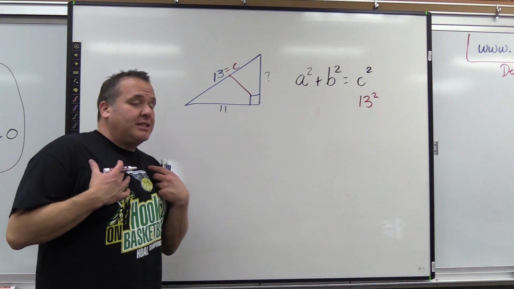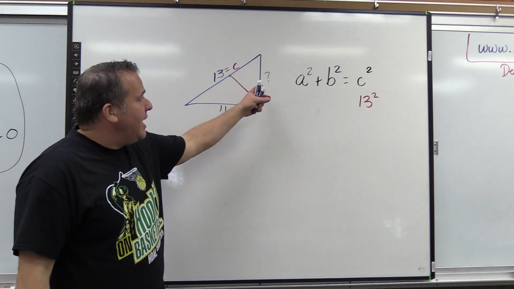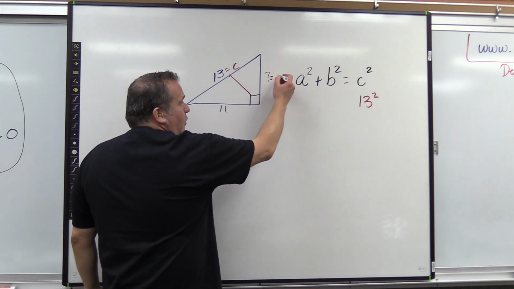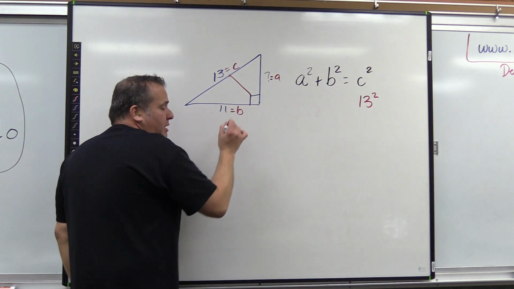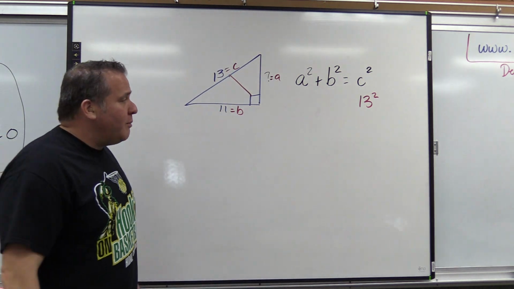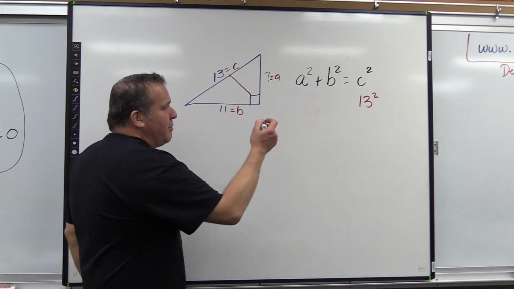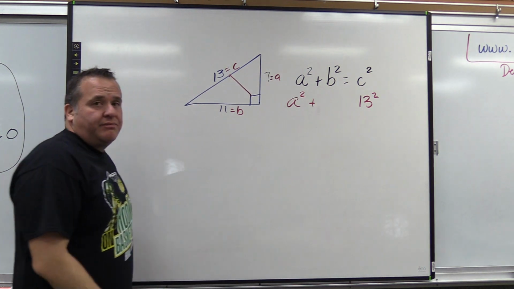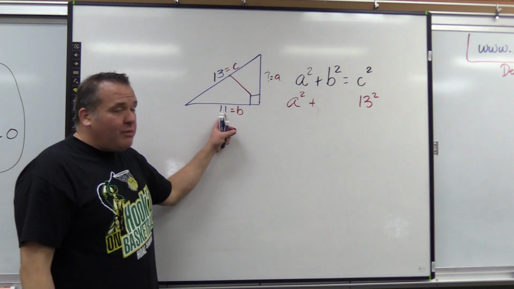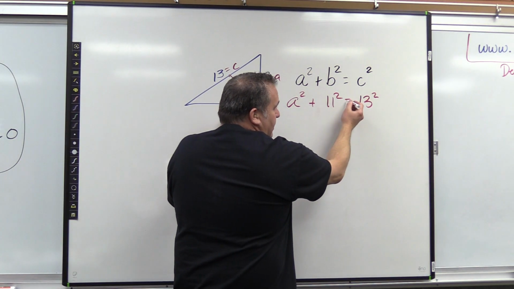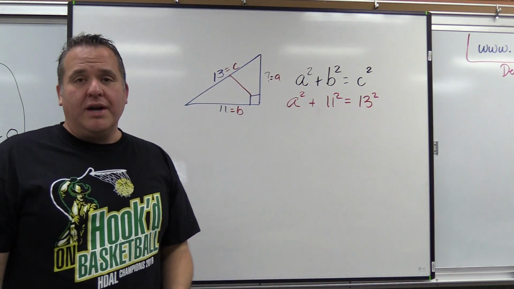I myself like to make the side I'm missing A, so this is going to be A, and this is going to be B. Like I said, you can flip them around, it doesn't matter. My A, we don't know what it is, so it stays A squared. Plus, now what's my B? My B we said is 11, so we put 11 squared, and that's all going to equal 13 squared.